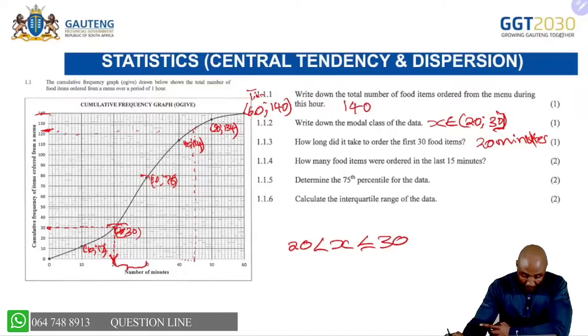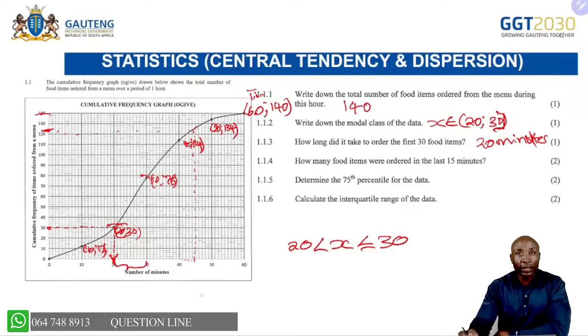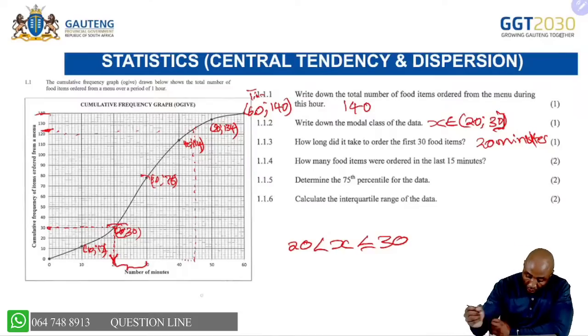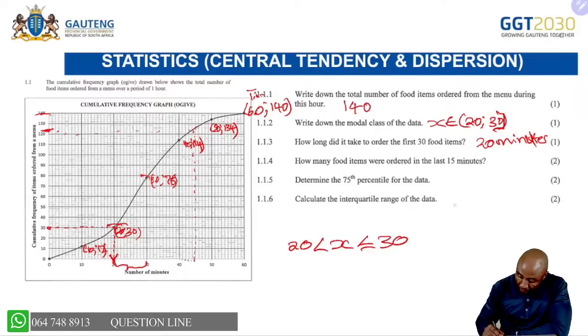You get the frequency, and once you get the number, you go to your graph, get the number, then you take down the number of minutes as your 75th percentile. The interquartile range, we need to use our ogive to get our Q1 and our Q3. You must show where you are taking your readings on the graph. That's where the marks are. And then you subtract. We know that our interquartile range is given by Q3 minus Q1.